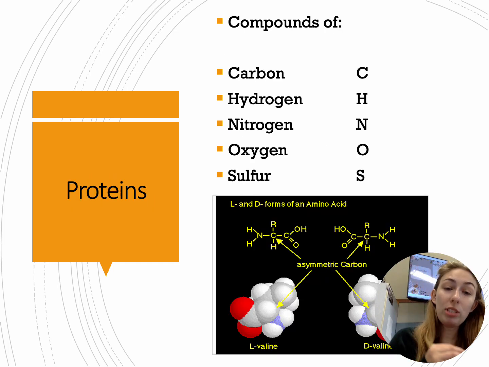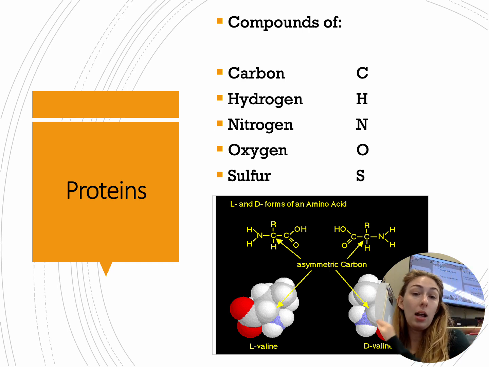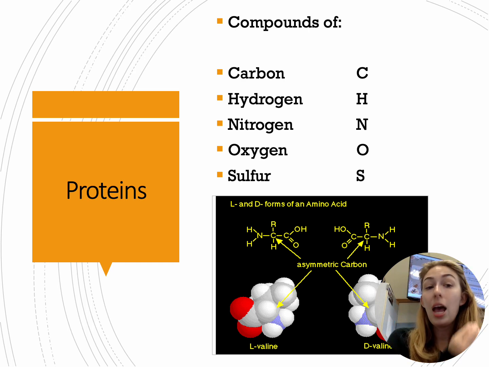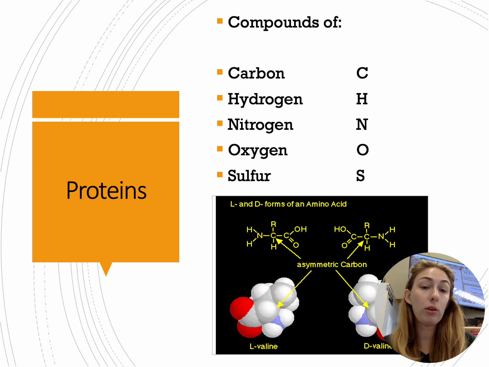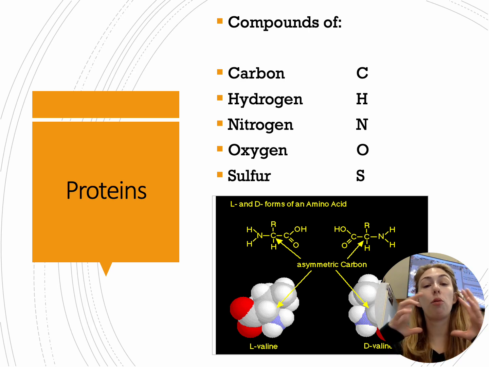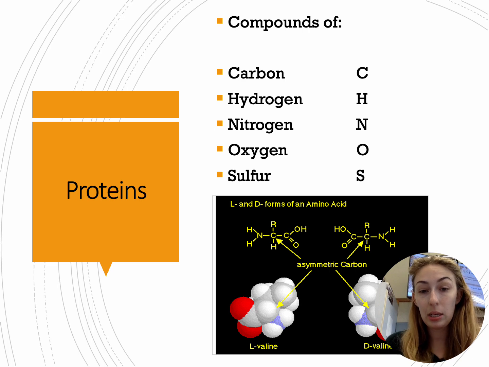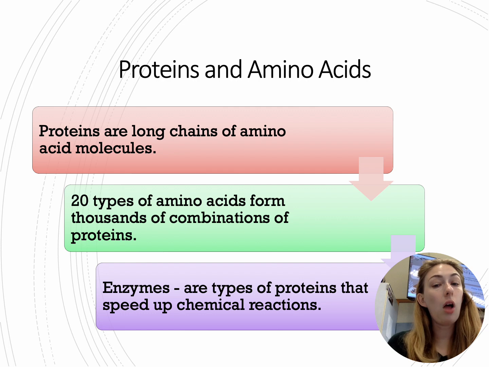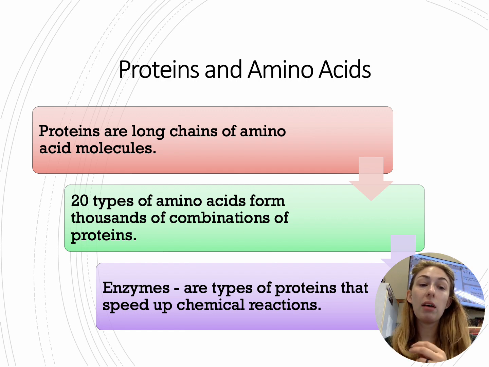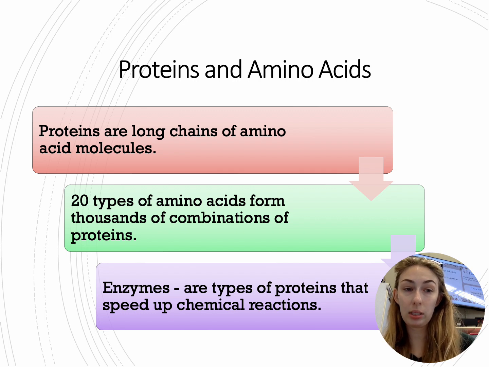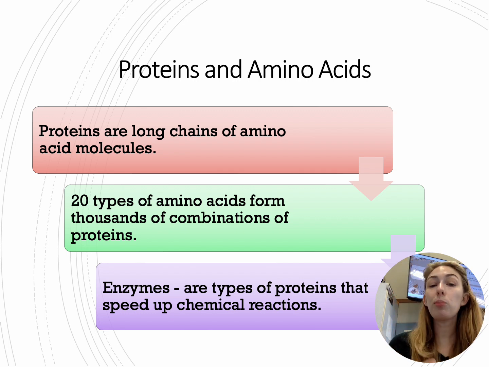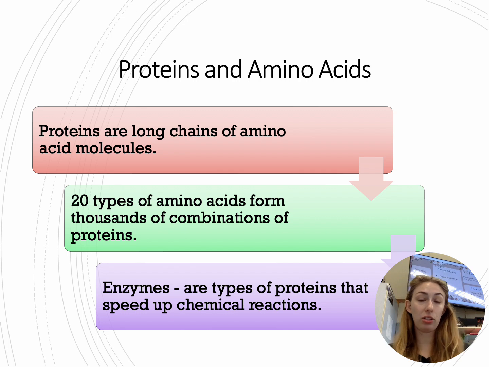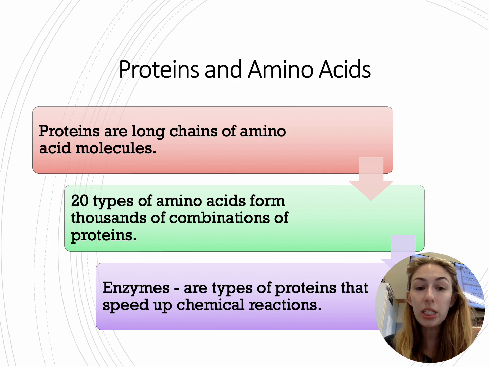Whereas proteins are going to be made of the elements carbon, hydrogen, nitrogen, oxygen, and sulfur. So that means we take all of those elements and we combine them to form the compound of proteins. Now, proteins and amino acids. Proteins are long chains of amino acids. There are 20 types of amino acids that form thousands of combinations of proteins. Enzymes are a type of those proteins that speed up chemical reactions. So our enzymes act to increase a reaction so we can form new things or break down new things.